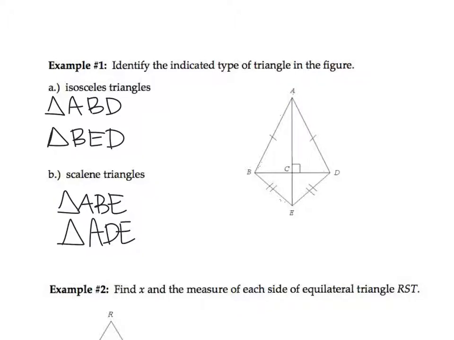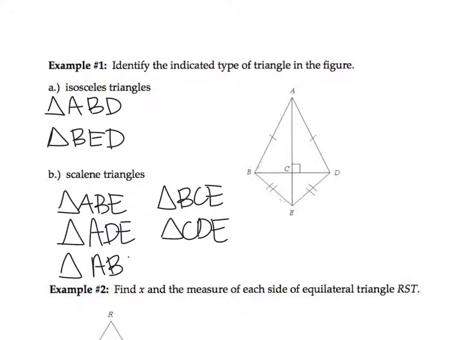So we can also say that triangle BCE is scalene. We can say triangle CDE is scalene. We can say triangle ABC is scalene and triangle ACD, based solely on what we currently know of this image. So more often than not, a lot of triangles are scalene than they are any other type of triangle.